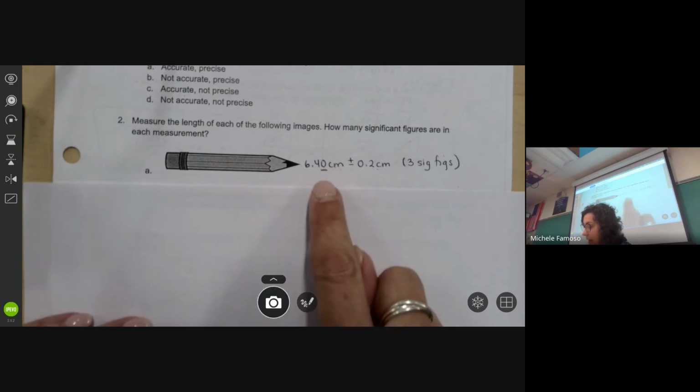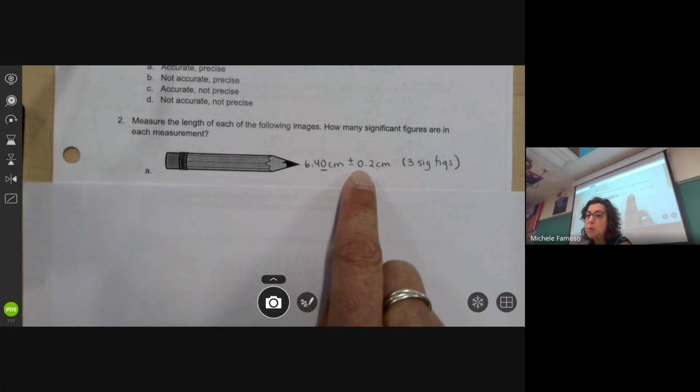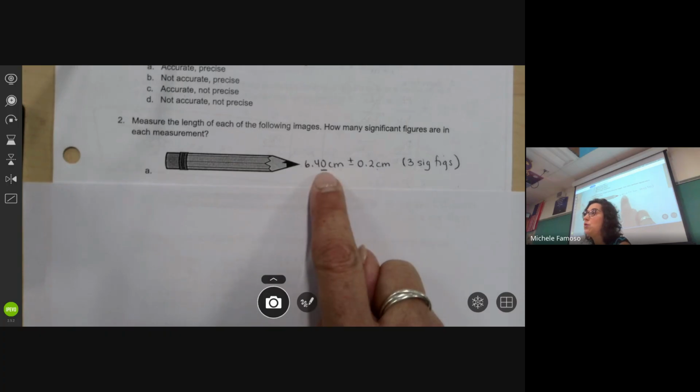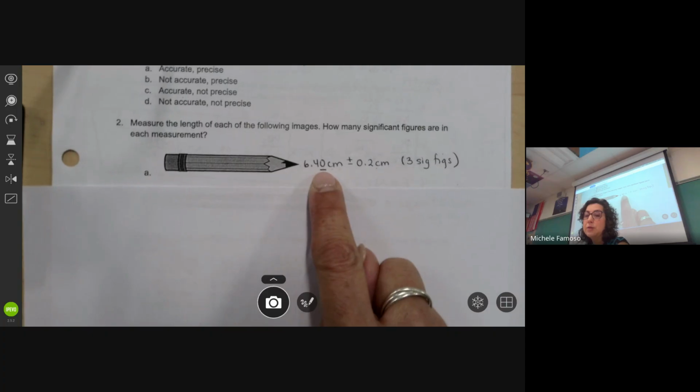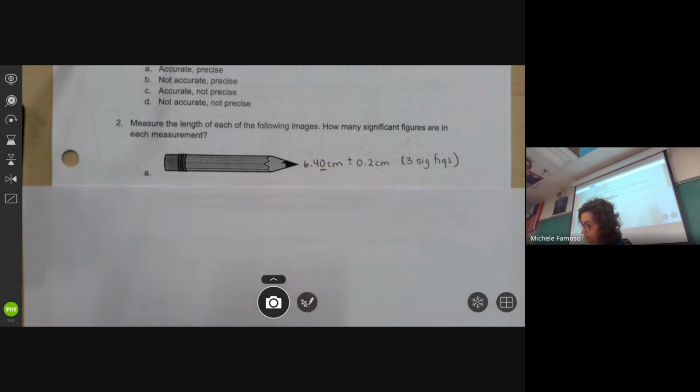So letter A is 6.40 centimeters, or you're allowed within 0.2 centimeters, but you do need to have the correct precision. So if you did not measure out to the 100th of a centimeter, that would be marked wrong. So anything between 6.20 and 6.60 centimeters is allowed, so long as you went to the 100th place. And that has 3 significant figures.